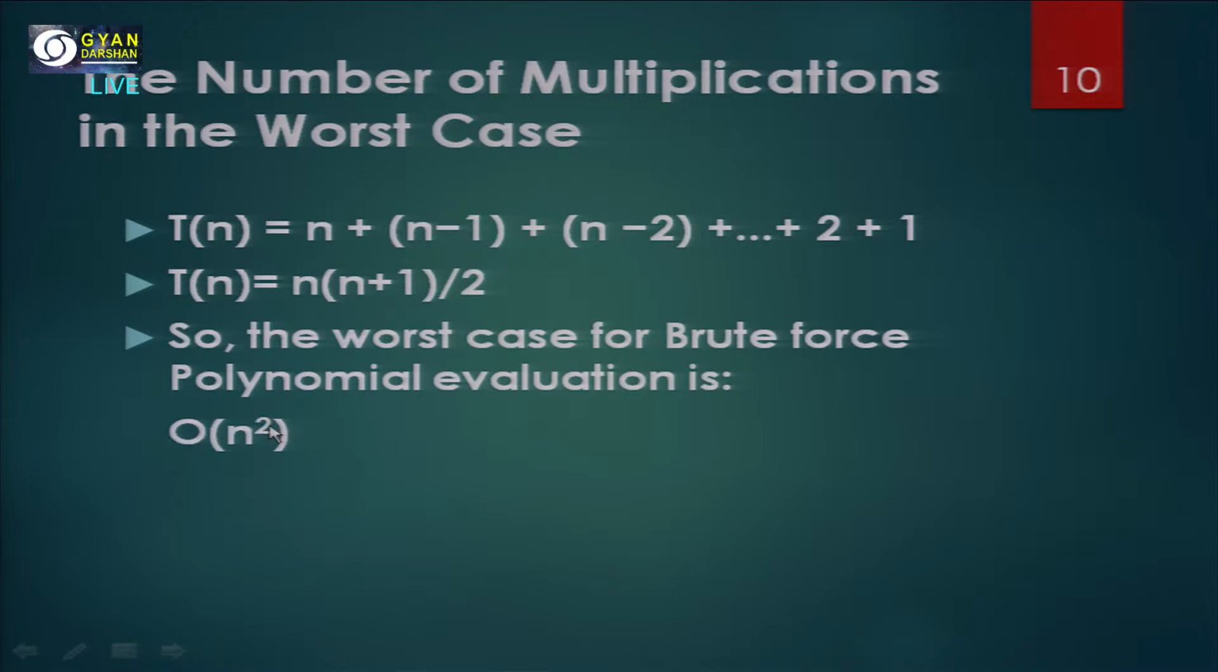Now, order n square just for polynomial evaluation seems very, very cumbersome. It is very, very expensive, right? And can we do better? Probably that is why Horner's rule, or Horner's method, has been created.